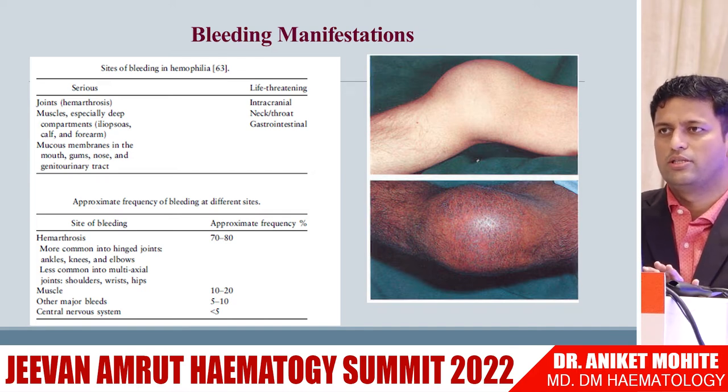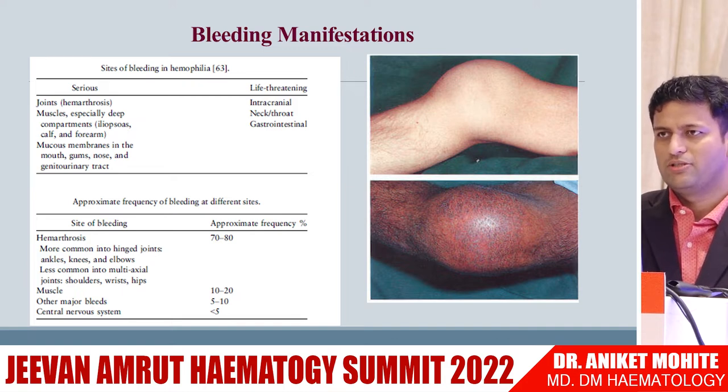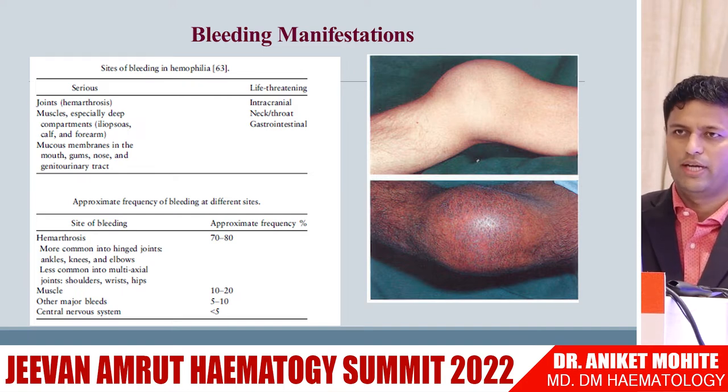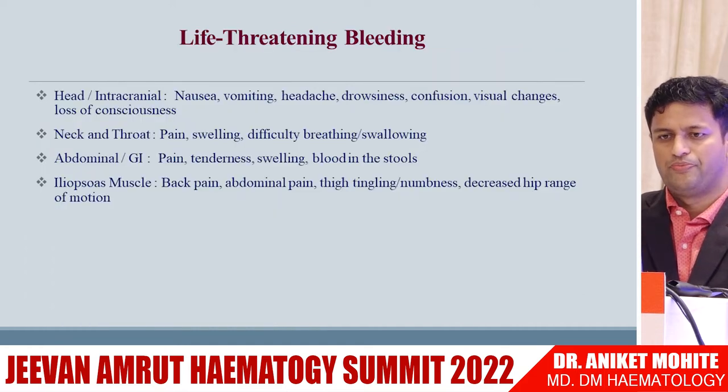So even a history of sudden IC bleed and death, or a road traffic accident followed by IC bleed, which could not be salvaged because of bleeding, would also be something worth digging into in their history, whether any of their family members died because of such a problem. So hemarthrosis is the commonest, in around 70-80% of cases. Muscle bleeds are around 10% of cases, and CNS bleeds are fortunately less common.